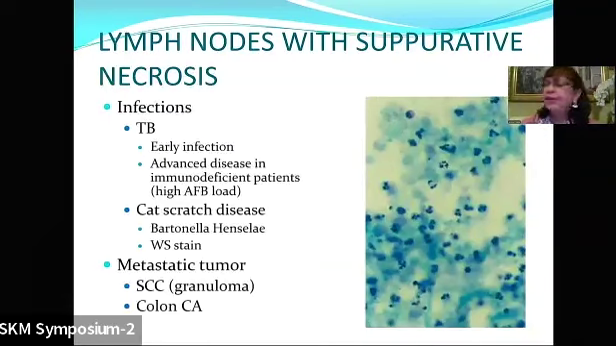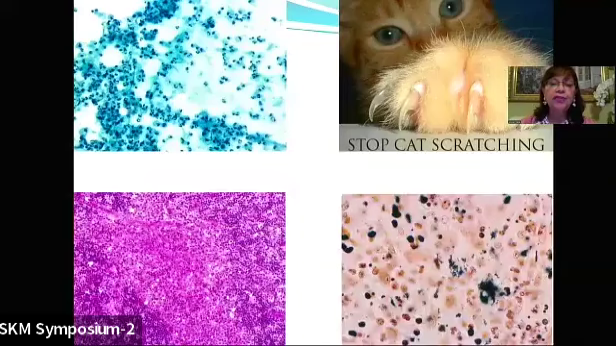You can also see suppurative necrosis in some metastatic tumors, particularly squamous cell carcinoma and colon carcinoma. In squamous cell carcinoma, with the keratin, there may be also a granulomatous response. So you may just think it's granulomatous or suppurative lymphadenitis and miss the squamous cell carcinoma. And some of these can also be cystic. So squamous cell and colon carcinoma should be something to look out for.